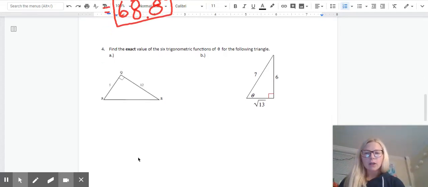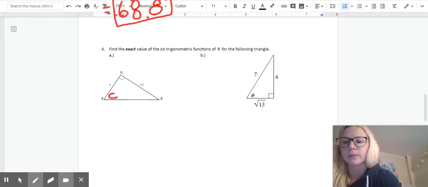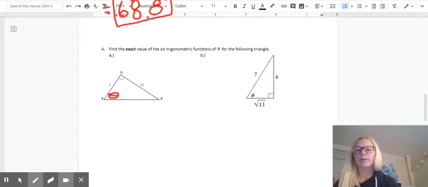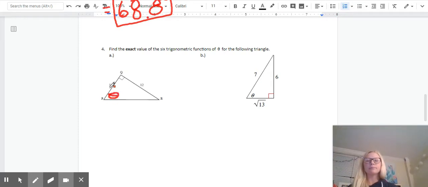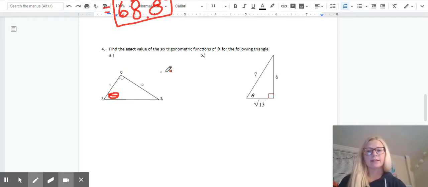Okay, so here it says find the exact value of the 6 trig functions of theta for the following triangle. I forgot to put theta in here. You're going to put it right down there. So that is our theta. We have one side, we have the other side. We need all three sides in order to find the 6 trig functions. These notes should be the ones that you took for your virtual day previously, so use those when you're doing this.